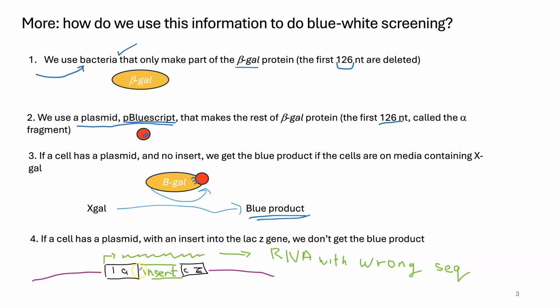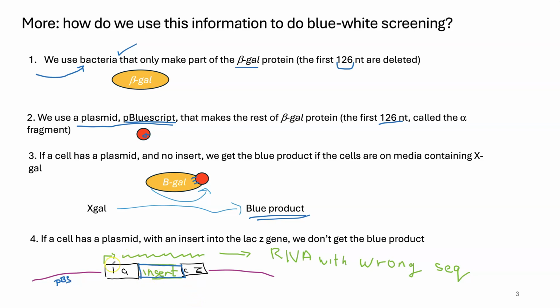So what we've done is the multi-cloning site, the place where the insert gets cloned into, is in the middle of that LacZ gene that's on the plasmid. So this is the plasmid. PBS is pBluescript.